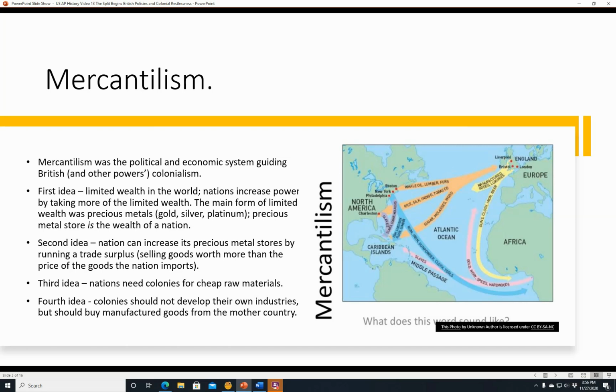Anyway, the third idea is nations need colonies for cheap raw materials. The fourth idea is that colonies should not develop their own industries, but should buy manufactured goods from the mother country after shipping the raw materials off to the mother country.